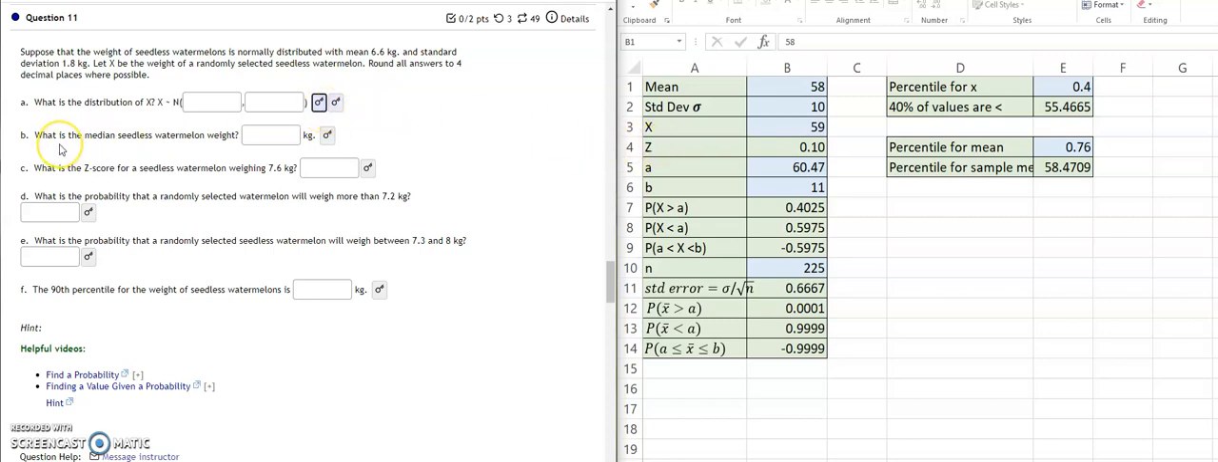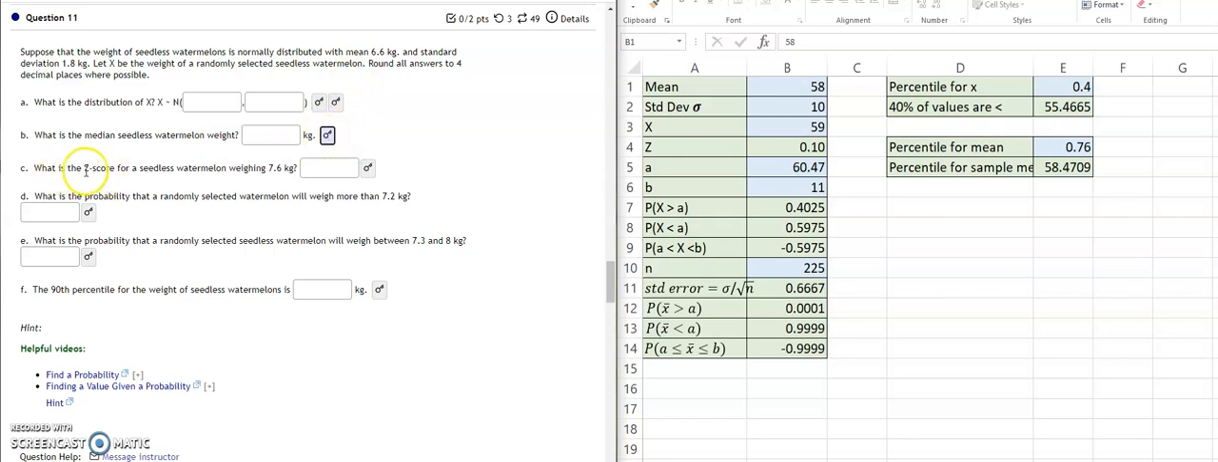So when it comes to finding the median of the seedless watermelon weight, it is important to know that since this problem is normally distributed, the mean, median, and mode are all the same. So since it gave us the mean, that means we also have the median. Since the mean is 6.6, that means our median is also 6.6.